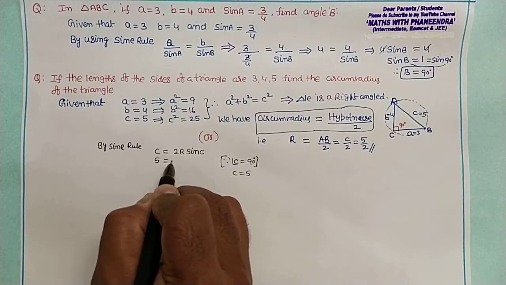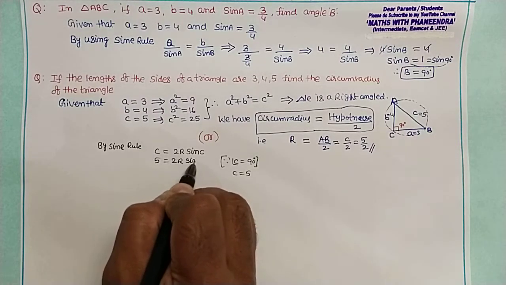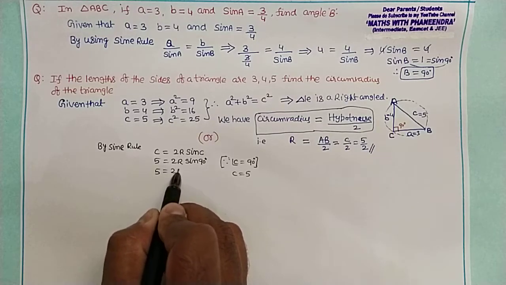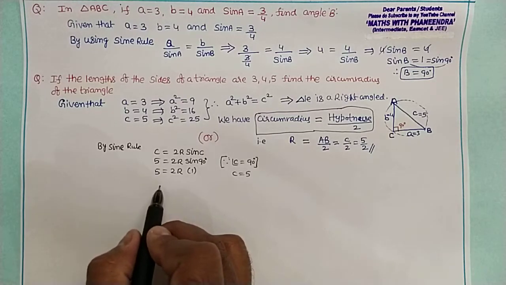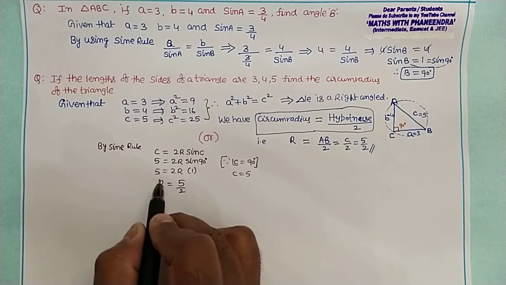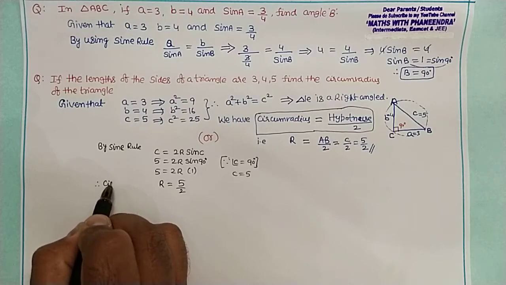So 5 equal to 2R into sin 90. Sin 90 value is 1. So 5 is equal to 2R. So from that, capital R equal to 5 by 2. Capital R means what? Circumradius.